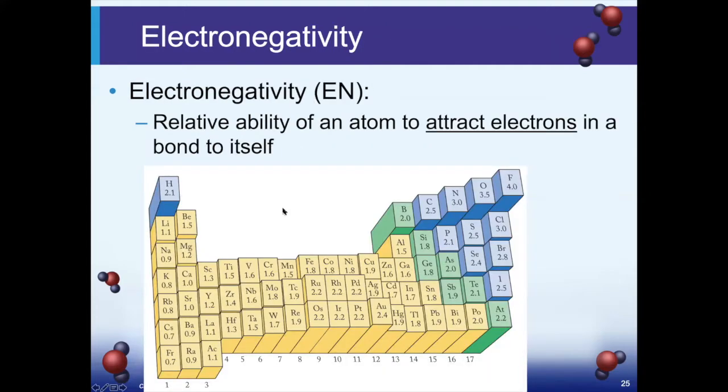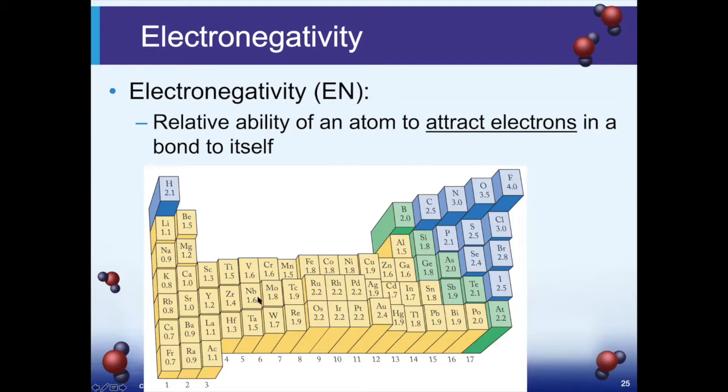Okay, so electronegativity, what is it? Well, the definition is right here. The relative ability of an atom to attract electrons in a bond to itself. So it's an indicator of how possessive an atom, an element, is of the electrons in a bond in which it is involved. So electronegativity always involves an atom that's participating in a bond.